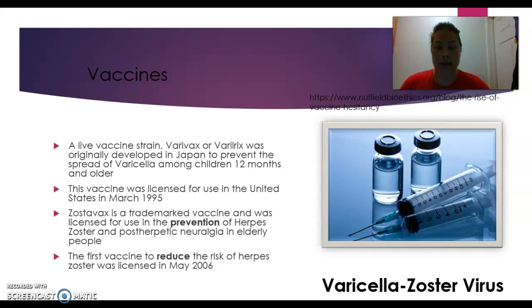Zostavax is a trademark vaccine that was licensed for use in the prevention of herpes zoster and post-herpetic neuralgia in elderly people. The first vaccine to reduce the risk of herpes zoster was licensed in May of 2006.